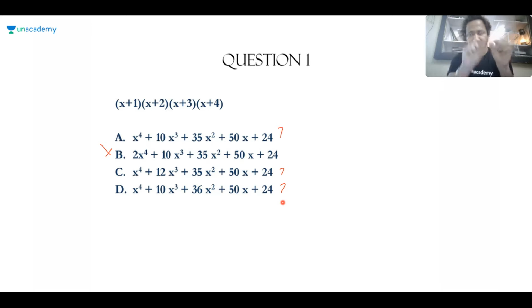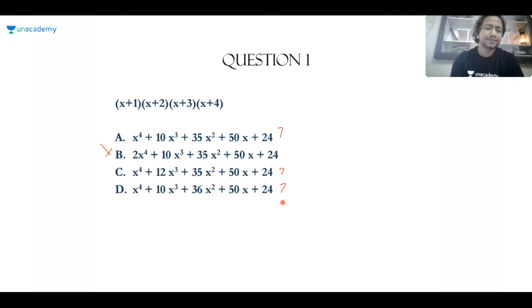In the first step, we chose one variable each from all the brackets. That's why we got x to the power 4. Now coming to the next step. In the next step, we got to select three variables from three brackets and one constant from the remaining bracket. In a way, we can select one constant each from all the brackets and then make it the coefficient of x cubed. I hope that is clear.